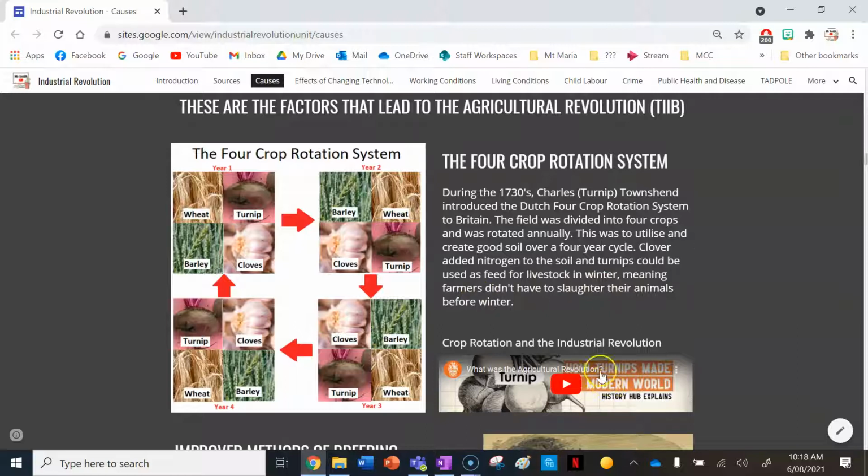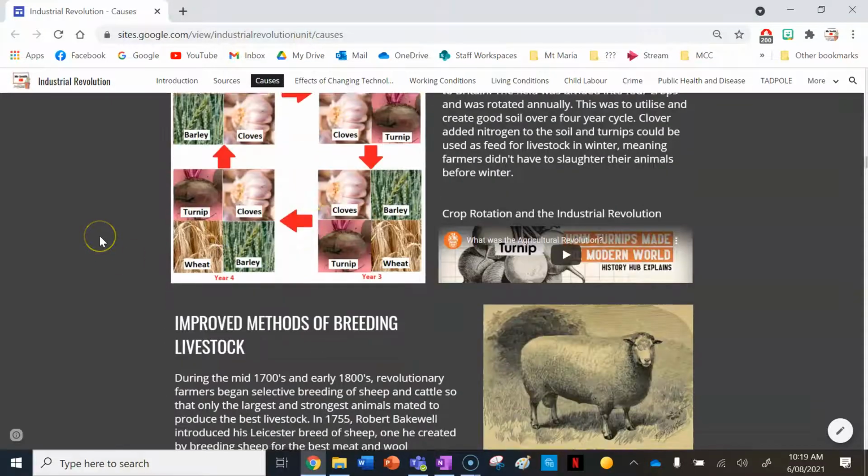Now this video here explains it a bit more in depth as well, and the real correlation between the 4-crop rotation system and population rise. So go ahead and watch that one. But pretty much, in the first year of your crop, this is what your crop looked like. You had wheat, turnip, barley, and clover, and then you rotated them clockwise, always clockwise. Again, clover added nitrogen into the soil, which rejuvenated it, which meant that you could use your soil more often. And then you had turnips that you could feed your livestock in the winter. So that's the 4-crop rotation system, and that 4-year cycle explained for you.